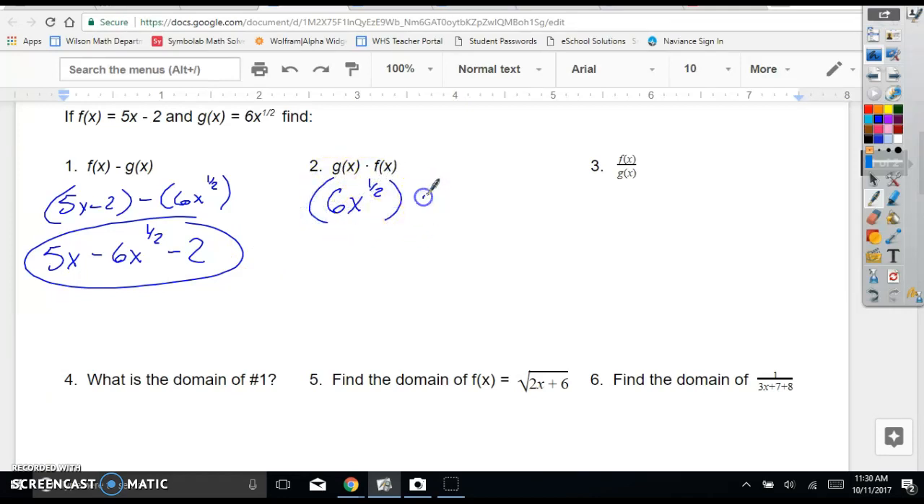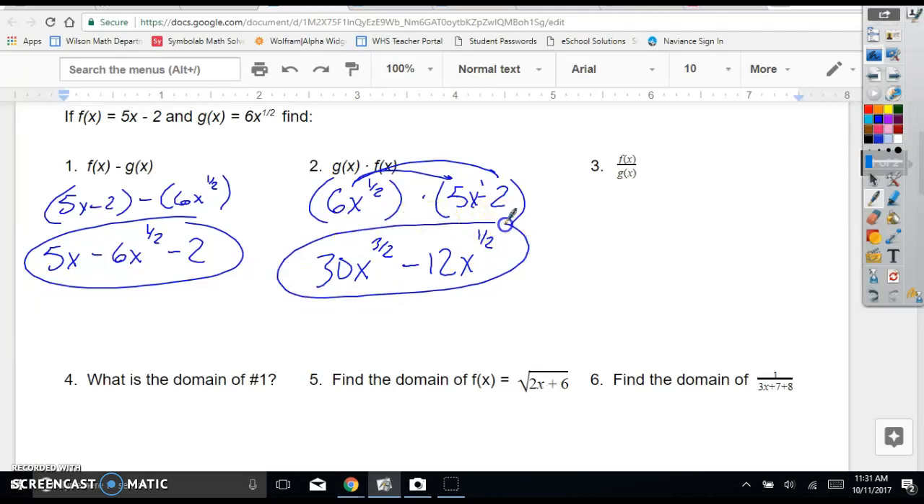There's my g of x times my f of x, which is 5x minus 2. I'm going to distribute in. Okay, I need to distribute in my 6x to the half into both of these. So 6 times 5 is 30. I have a half plus 1, which is 3 halves. And rewrite my minus sign from here. 6 times 2 is 12, and I rewrite the x to the half. That's definitely where you would stop for 2.